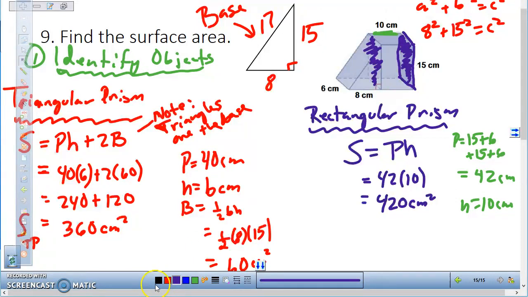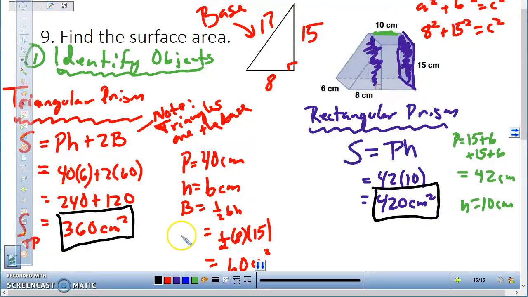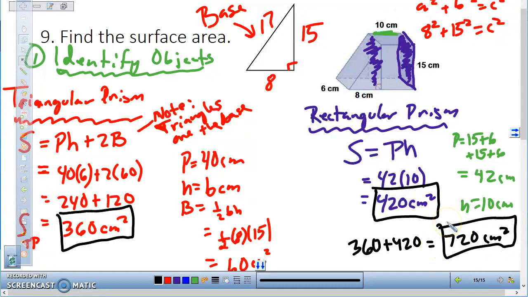Okay, so all I need to do now is add 360 and 420, which will give us our answer of 720 square centimeters. That is the surface area of this composite figure.